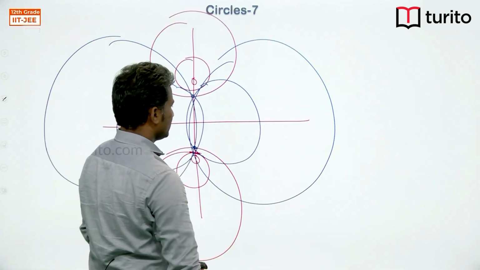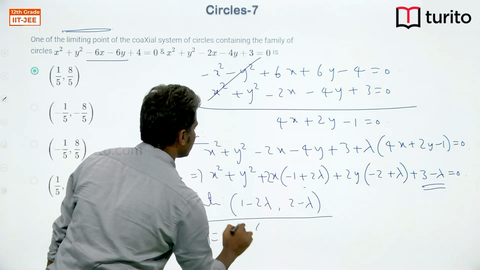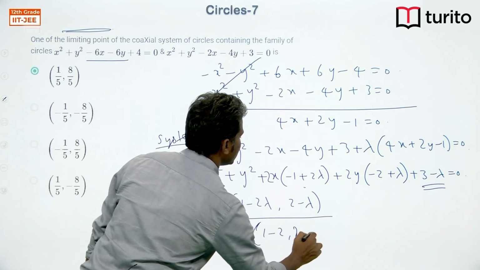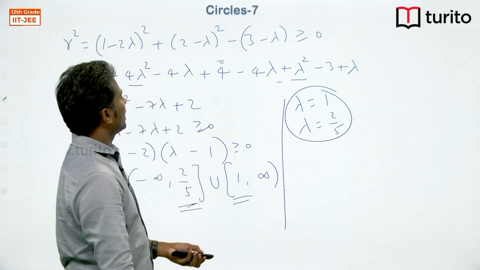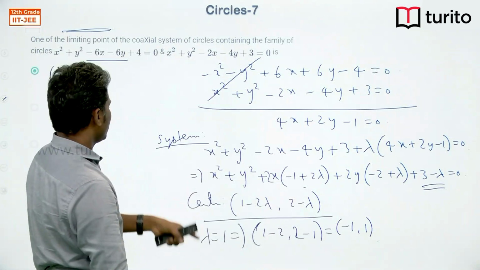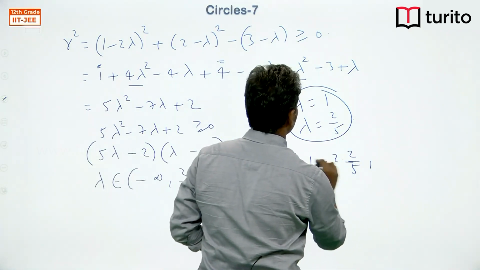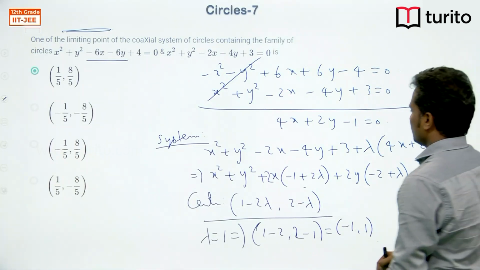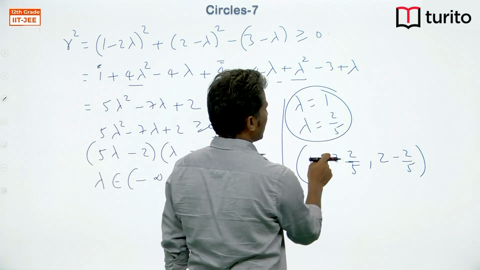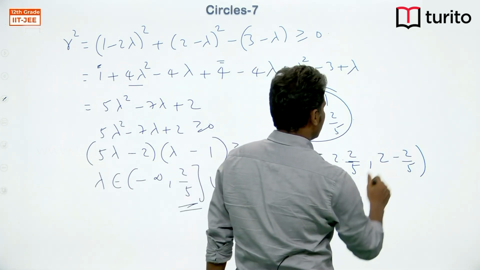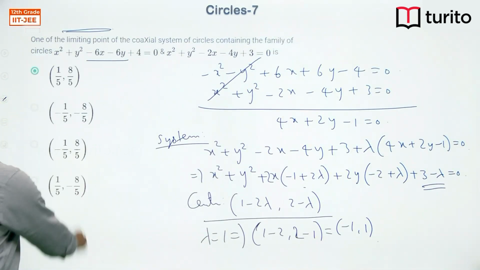If I put lambda equal to 1, it will give me 1 minus 2, 2 minus 1, which is minus 1 comma 1. Is it any one of the options? No, it is not. So we will put the other value and check. Lambda equal to 2 by 5. If we put 2 by 5 in place of lambda, we get 1 minus 2 into 2 by 5, this is the x coordinate, and 2 minus 2 by 5, this is the y coordinate. If we simplify this, we get 5 minus 4, which is 1 by 5, and here 10 minus 2 is 8, 8 by 5. So are we getting one of the options, 1 by 5 comma 8 by 5? Yes. So this is the right answer.